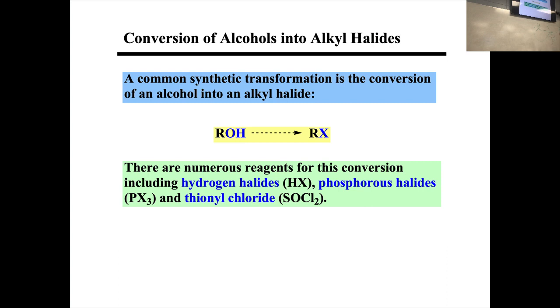But there are other reagents that also do this. You're not limited to these types of reagents. Phosphorus halides work. So PCl3 or PBr3 or PI3. And thionyl chloride, SOCl2. These reagents will all convert an alcohol into an alkyl halide.